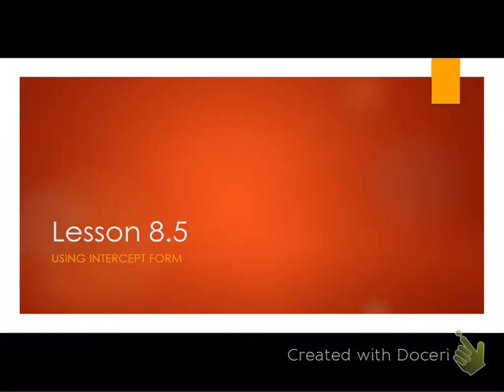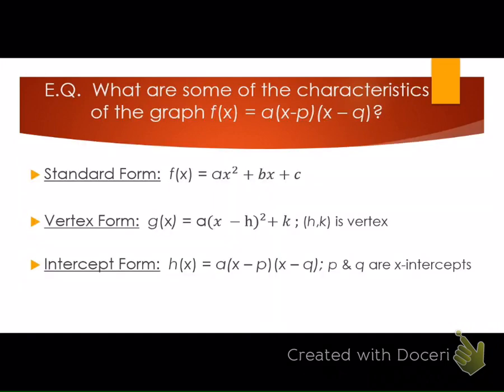All right, today we're going to do lesson 8.5, and I told you at the beginning of this chapter that by the end of this chapter, you would have 3 different forms of a quadratic function. So today we're looking at that third and final form. The essential question for today says, what are some of the characteristics of the graph of f of x equals a times x minus p times x minus q? This is called the intercept form.